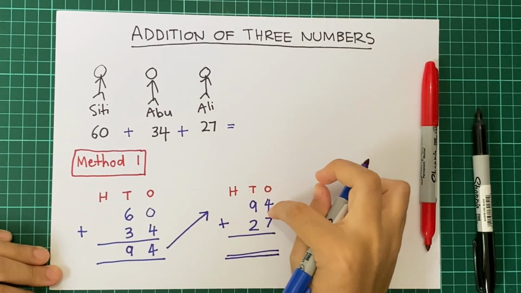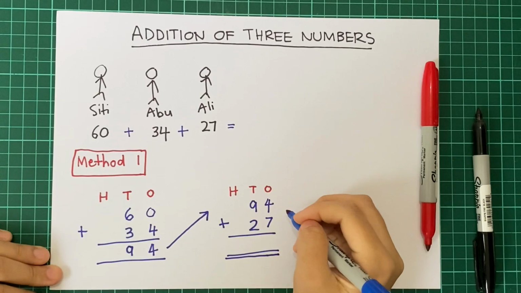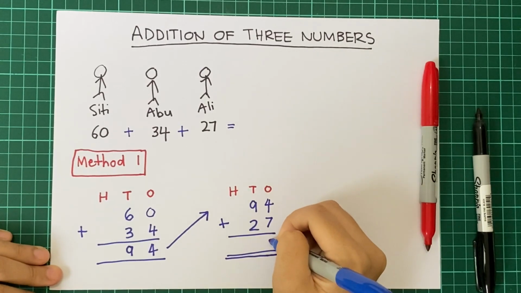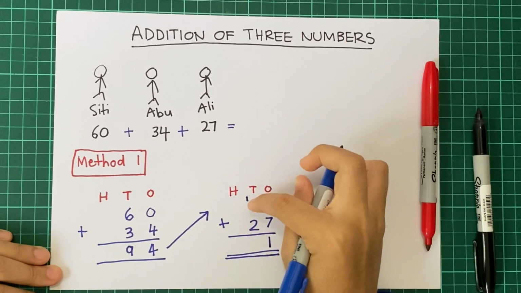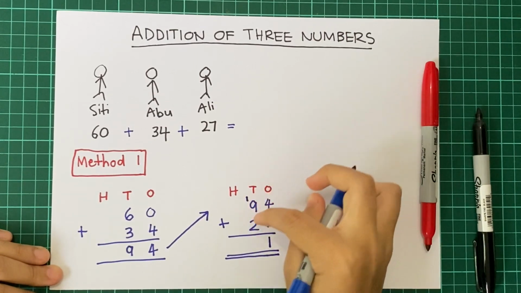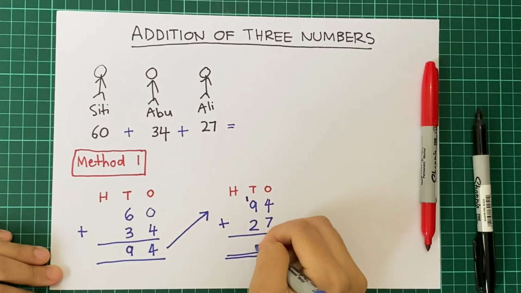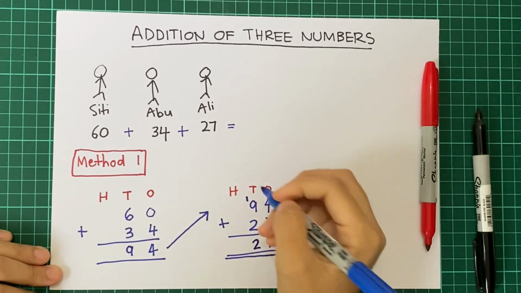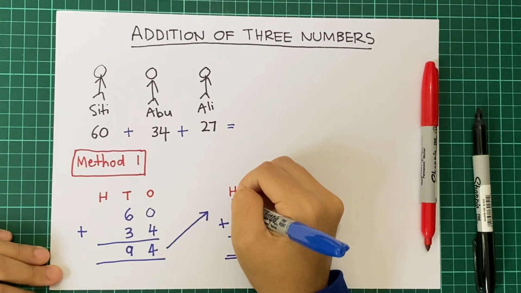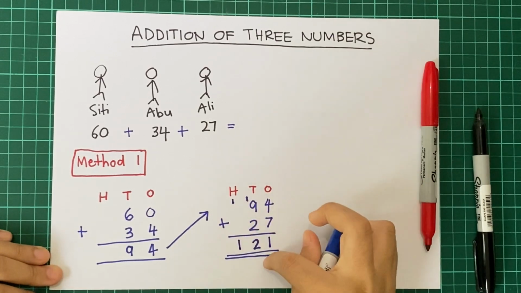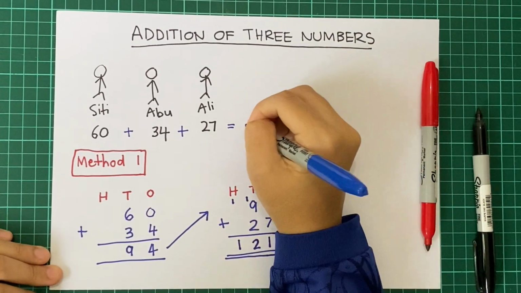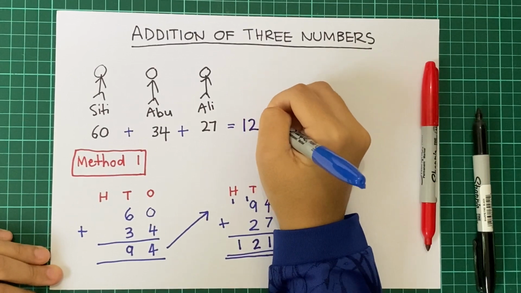Start from ones. 4 plus 7 equals 11. You write down 1 and bring up another 1 to the tens. 1 plus 9 is 10. Plus 2 is 12. You write down 2 and bring the 1 to the hundreds. 1 plus nothing equals 1. So, the answer is 121.